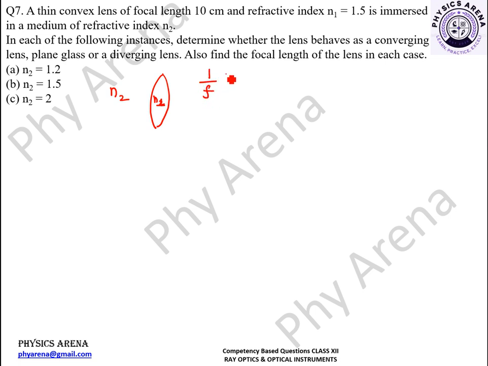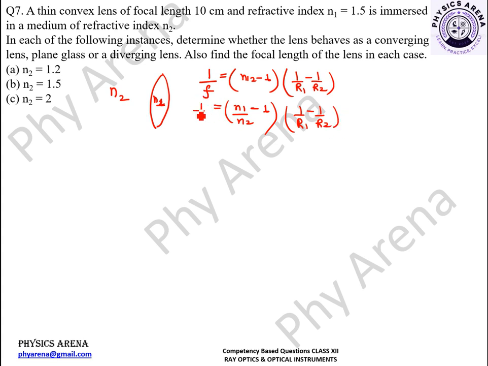1 upon F is equal to (N12 minus 1) multiplied by (1 upon R1 minus 1 upon R2). And I can further simplify it as (N1 upon N2, that is the refractive index of the first medium with respect to the second medium, minus 1) times (1 upon R1 minus 1 upon R2). This is the lens maker's formula.